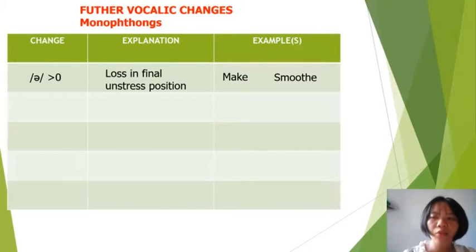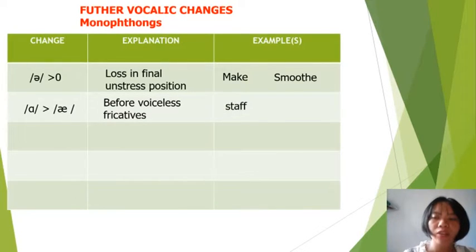And another one is the change of fronting of back A to A before voiceless fricatives, for example, in words such as star, which became step, and glass became glass. The third one is the change in the centering of a mid-high vowel. For example, run will become run and move became must.